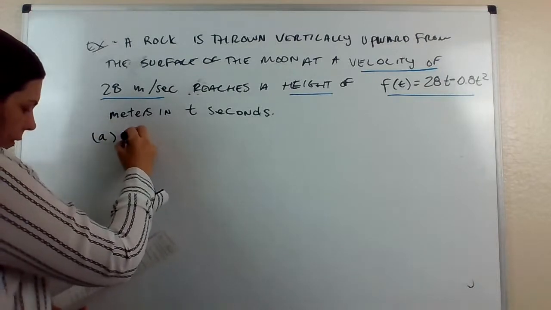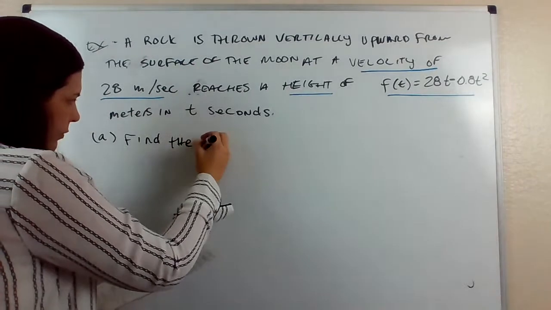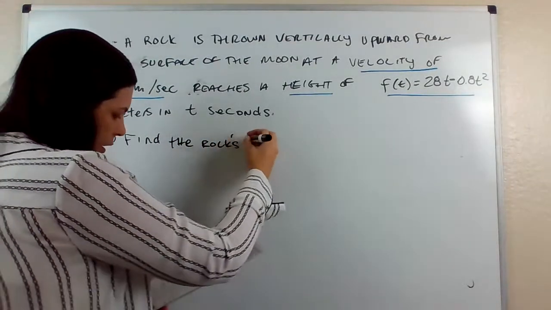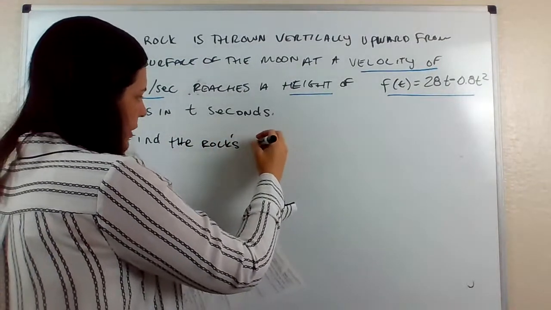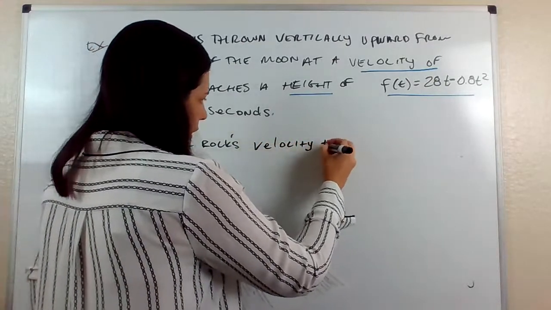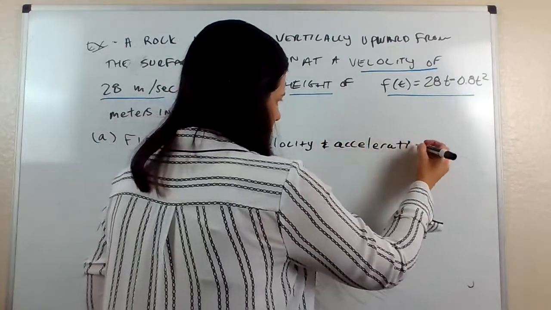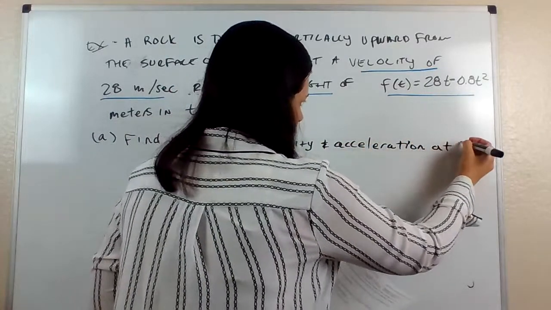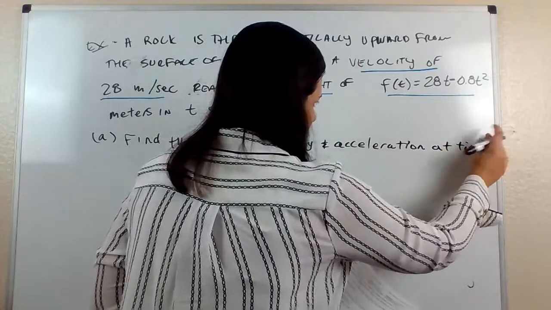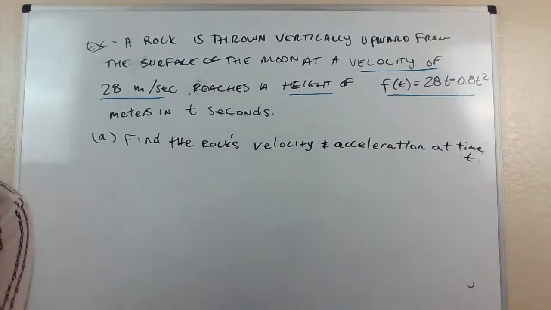All right, let's do a few parts to this. Part A, we're going to find the rock's velocity and acceleration at time t. Squeeze that in there, time t. All right, so what does that mean?